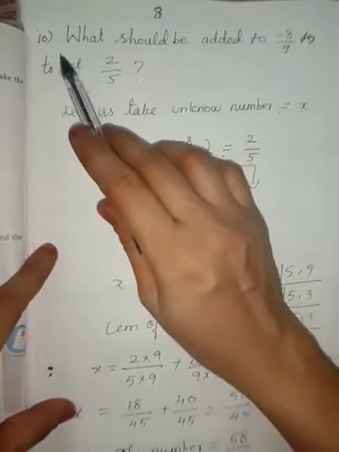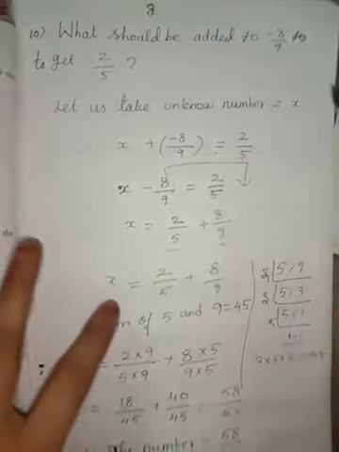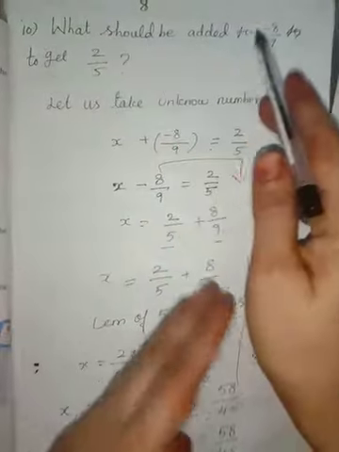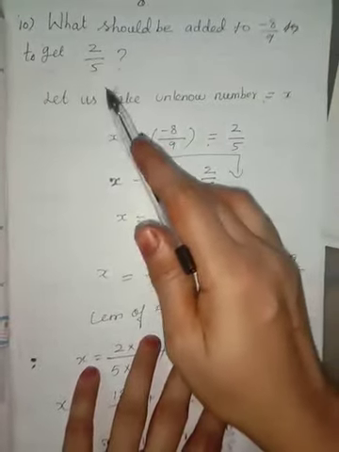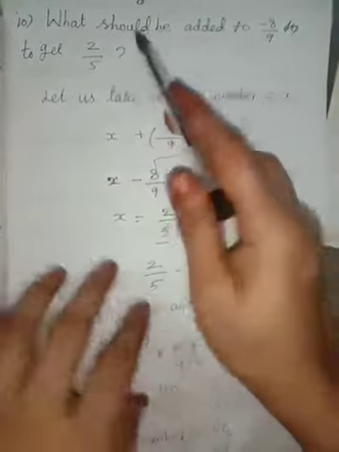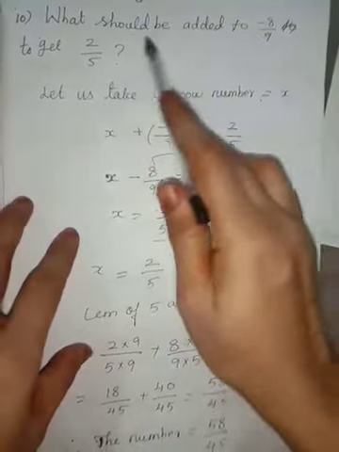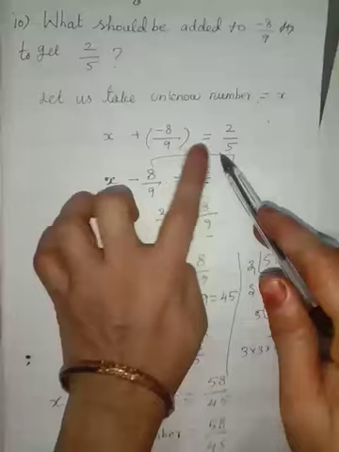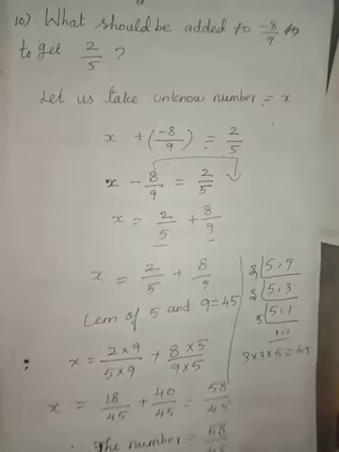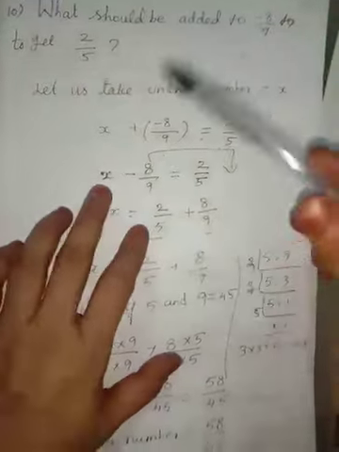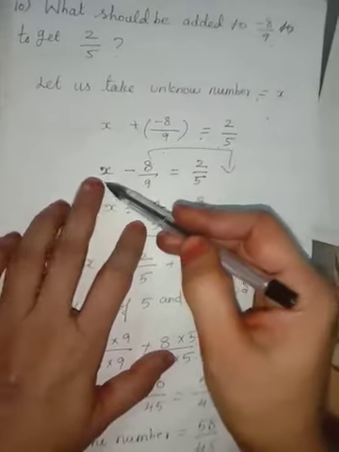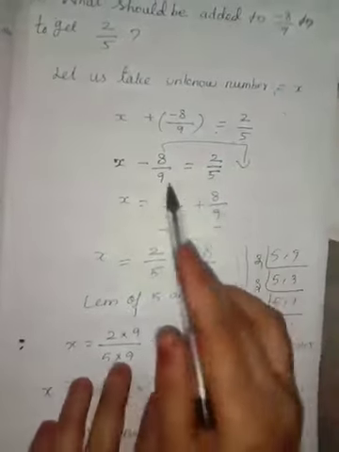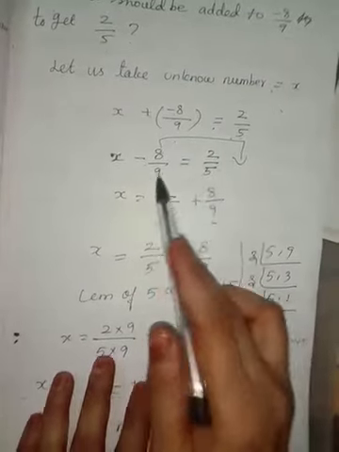Coming to this 10th one. What should be added to minus 8 by 9 to get 2 by 5? Some unknown value added to minus 8 by 9 gives 2 by 5. To get means gives the result. So let us take the unknown value equal to x. That value is added to minus 8 by 9, and we get the result equal to 2 by 5. So x plus minus 8 by 9 equals 2 by 5. When you interchange the numbers from right to left, the sign should be changed.